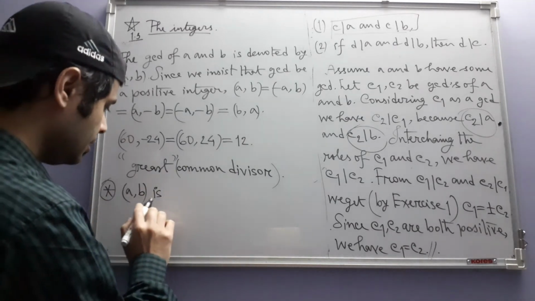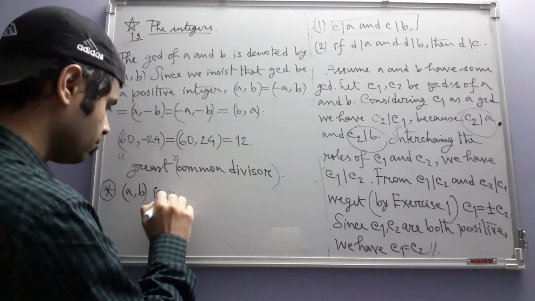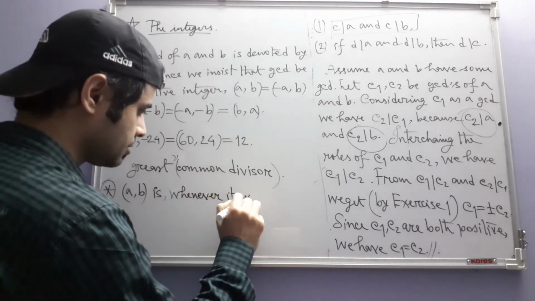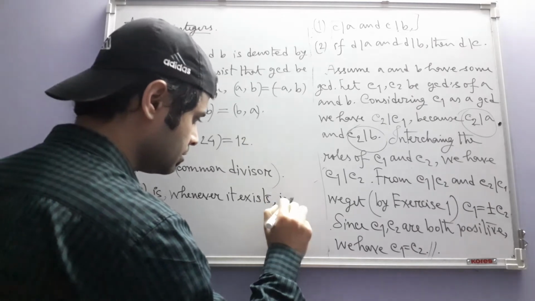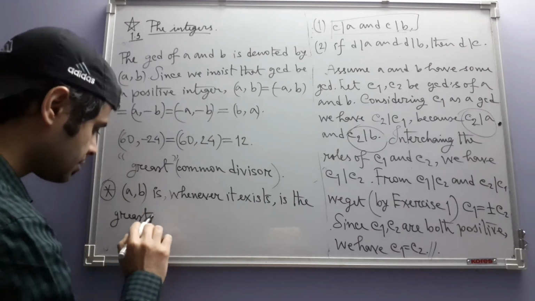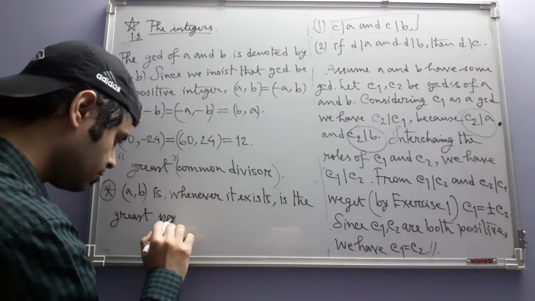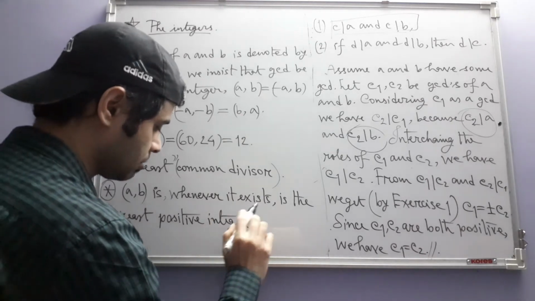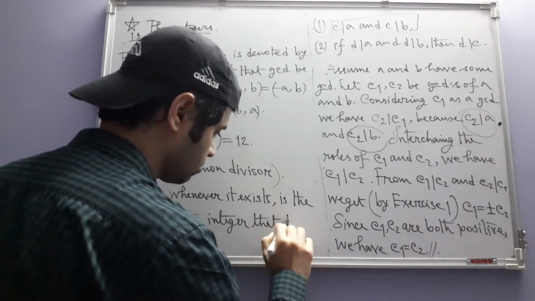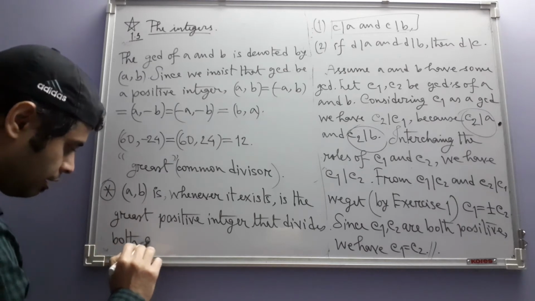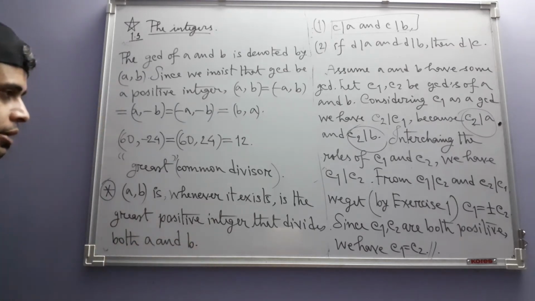So I should add, whenever it exists, the GCD is the greatest positive integer that divides both A and B. Let's now have a look at a quick proof of this fact.